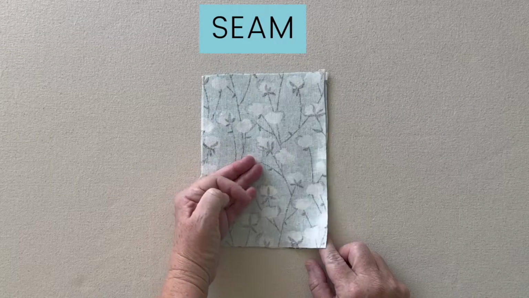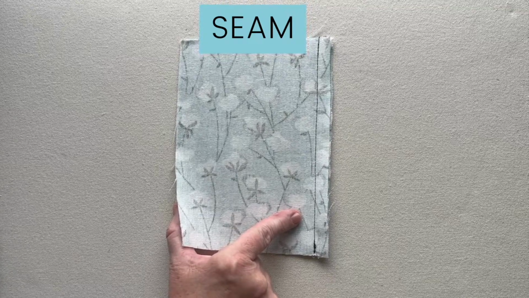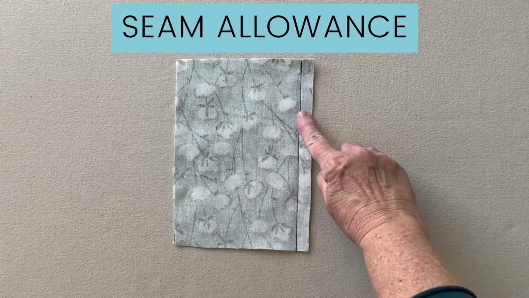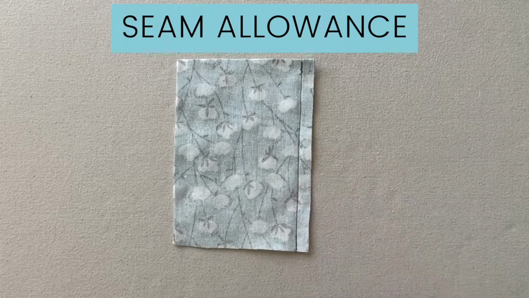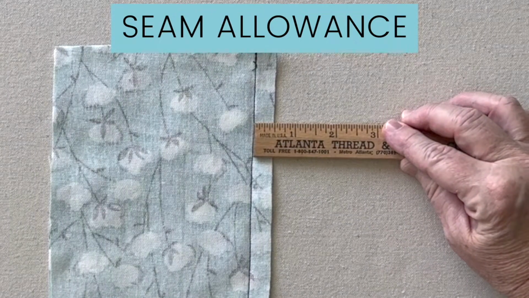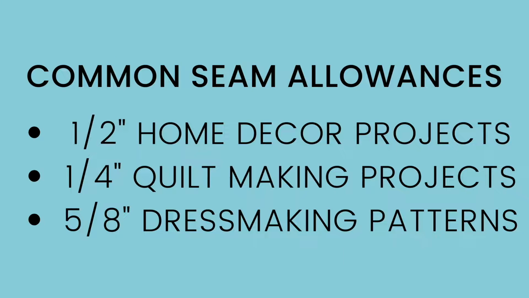A seam is formed when 2 pieces of fabric are sewn together. The seam allowance is the fabric between the stitch line of a seam and the edge of the fabric. Some common seam allowance sizes are 1/2 inch for home decor projects, 1/4 inch for quilt making projects, and most dressmaking patterns have a 5/8 inch seam allowance.